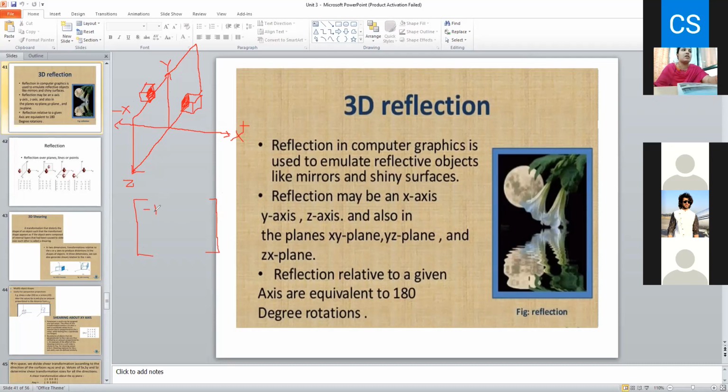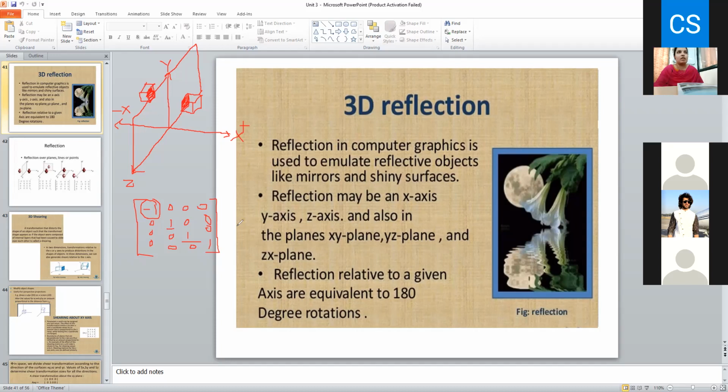Now if you want to change the sign of x, you only have to multiply it by -1. Remaining all values will be the same, meaning nothing needs to be done there. That will be equal to the identity matrix only. Okay, that's it. So when I am having the reflection about YZ, Y and Z will not change, only X will change in its sign. This is the T matrix. Getting it?